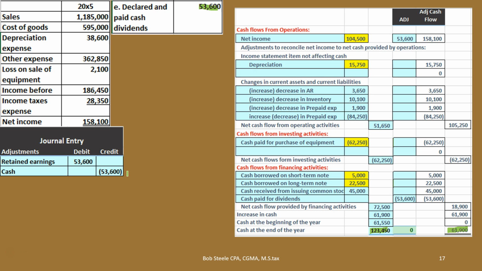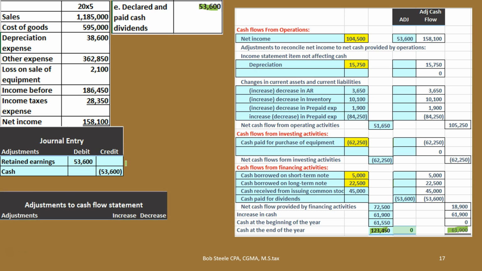So that's the journal entry. Now let's think about that journal entry in terms of a change to our cash flow statement. What two accounts, what two names on our cash flow statement can relate to this journal entry to make us have an even adjustment?